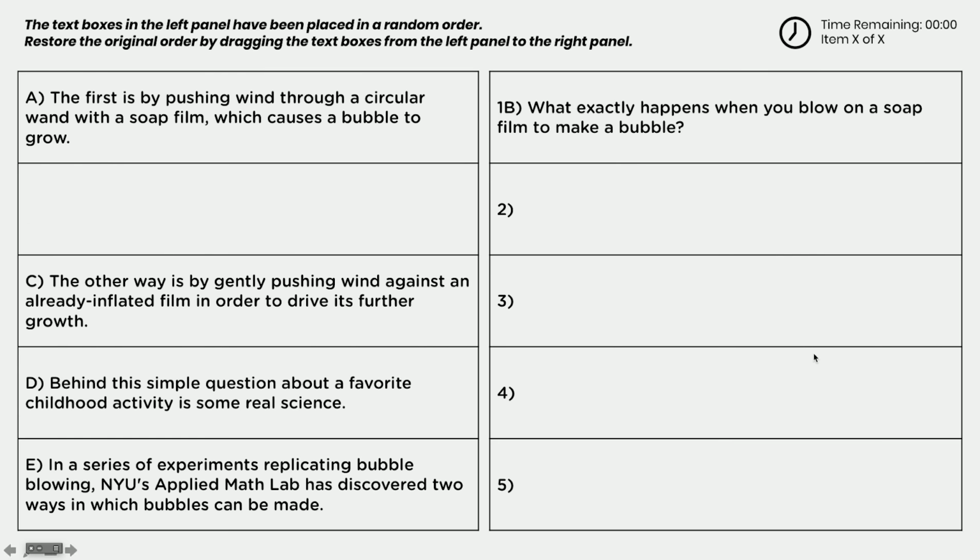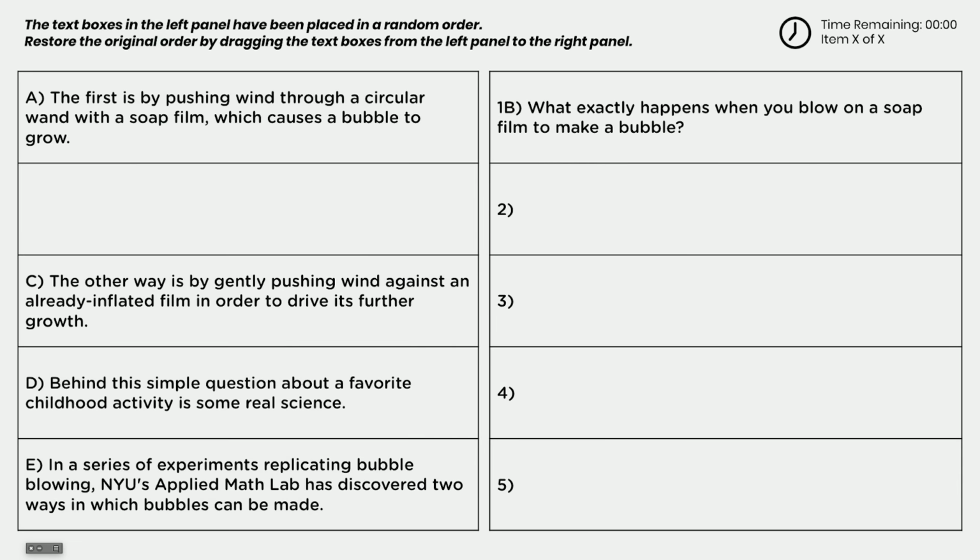So in fact, this paragraph starts with a question. It says, what exactly happens when you blow on a soap film to make a bubble? As mentioned, this is a good independent sentence. In and of itself, it makes sense. And it's also a great introduction to a paragraph. The paragraphs that you'll see on test day won't have questions, or maybe every now and then you might get one with a question. So don't just look for questions as the start of your paragraph. This is a unique one. Usually they won't have a question in them, but this is an interesting one.